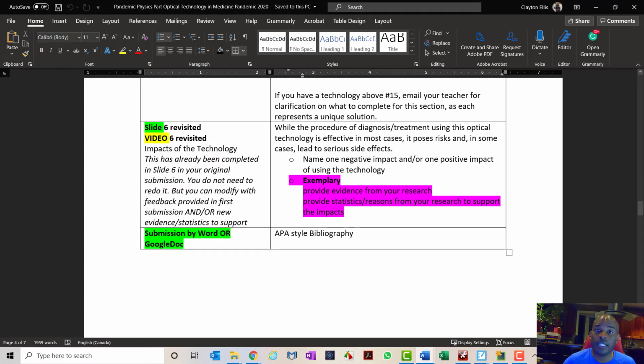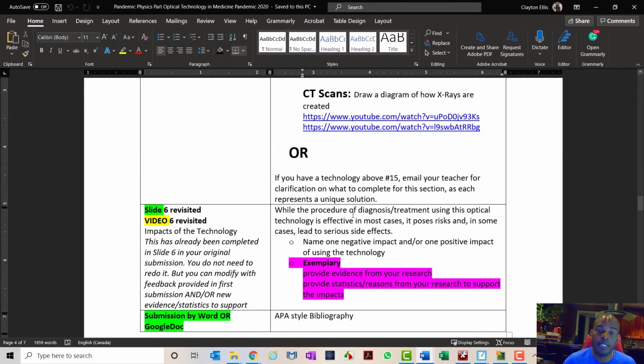So you've done this slide already, but because some of you who did this didn't do the greatest job, you can go back and revise that slide and make it really good. And you'll notice for the exemplary, we're asking you to provide evidence or numbers or reasons that support the standpoint you've taken. So slide 9 and slide 6 are the same thing, okay?